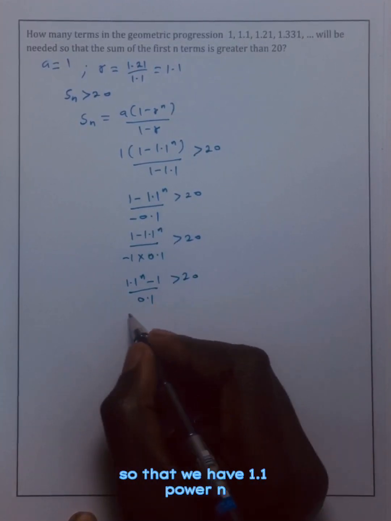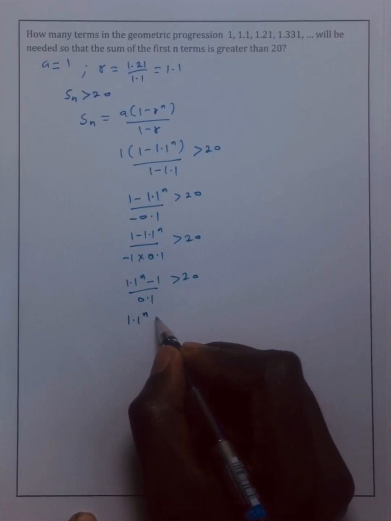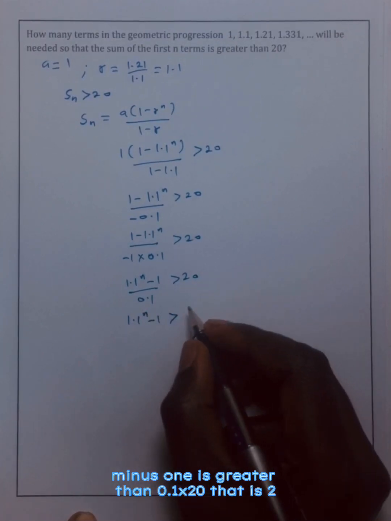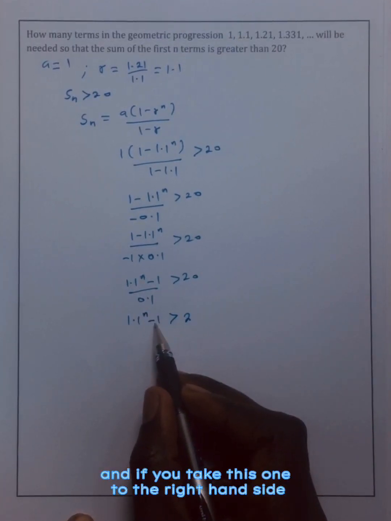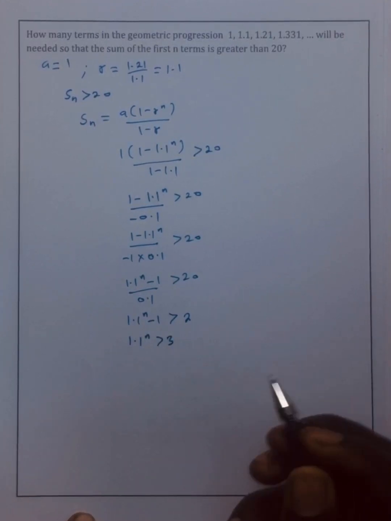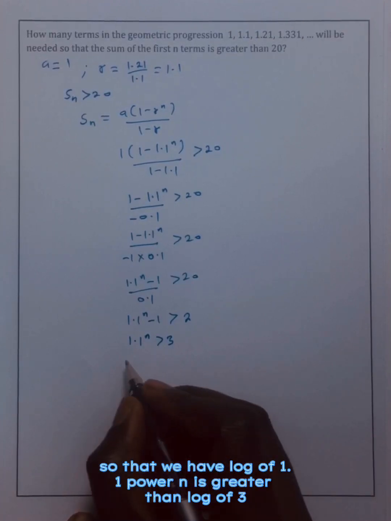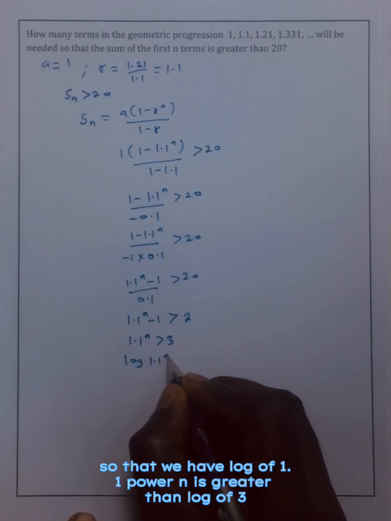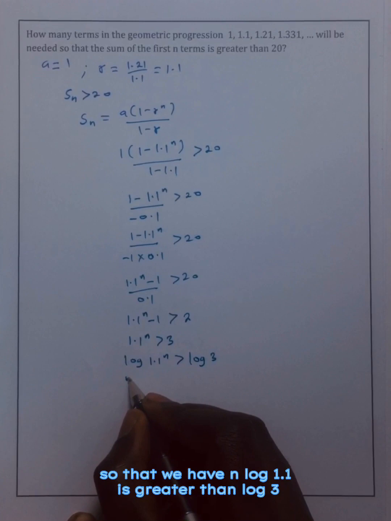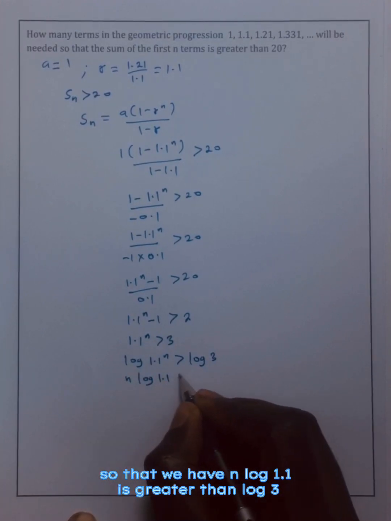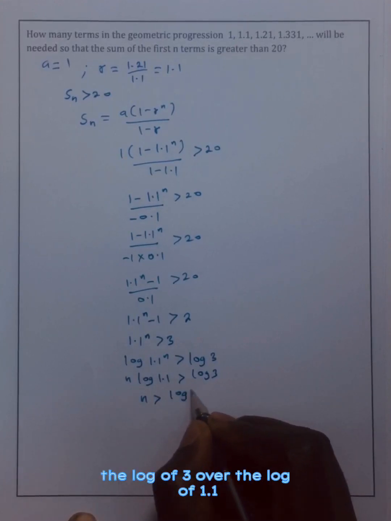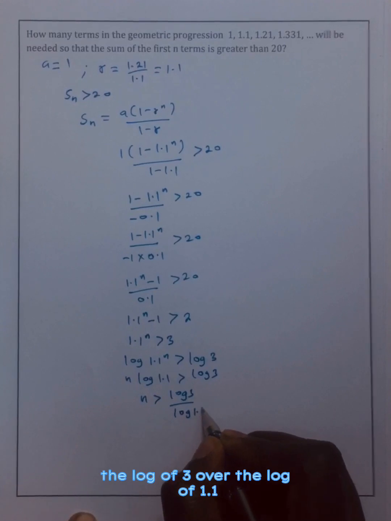So we can cross multiply so that we have 1.1 power n minus 1 is greater than 0.1 times 20, that is 2. And if you take this 1 to the right hand side, you're going to be left with 1.1 power n greater than 3. So now we can introduce the logs so that we have log of 1.1 power n is greater than log of 3. So we introduce the third law of logarithm so that we have n log 1.1 is greater than log 3. So it means n is greater than the log of 3 over the log of 1.1.